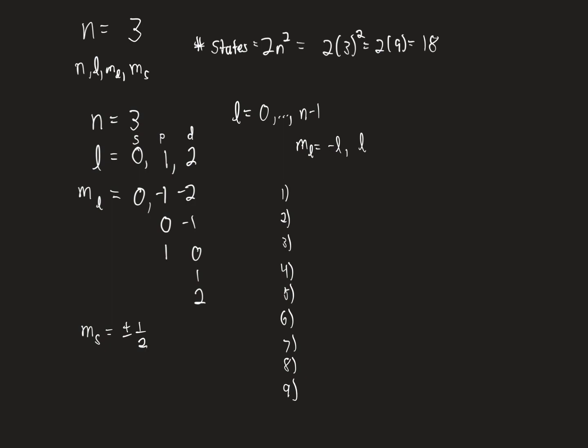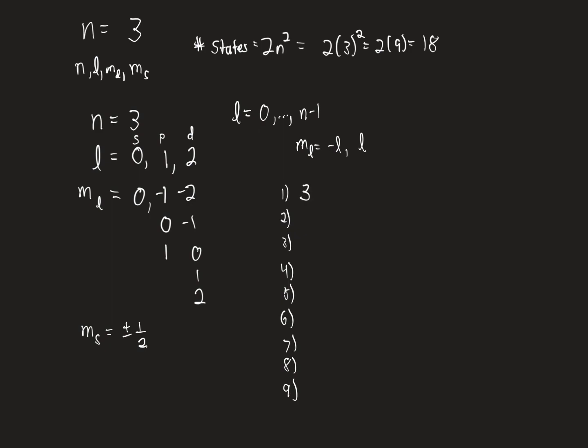Okay, so let's write down all the states. When writing down all the states, you take your N, you take your L, you take your M sub L, and then your M sub S is actually 2 states, positive or negative 1/2. So the first state I would have is N equals 3, L equals 0. If L equals 0, M sub L is 0. And M sub S can be positive or negative 1/2. Does that make sense?